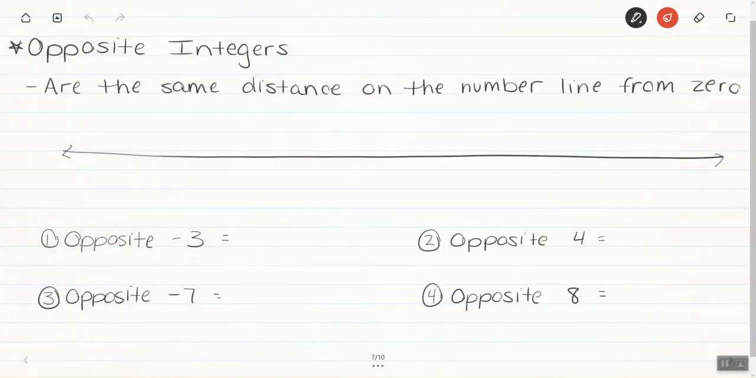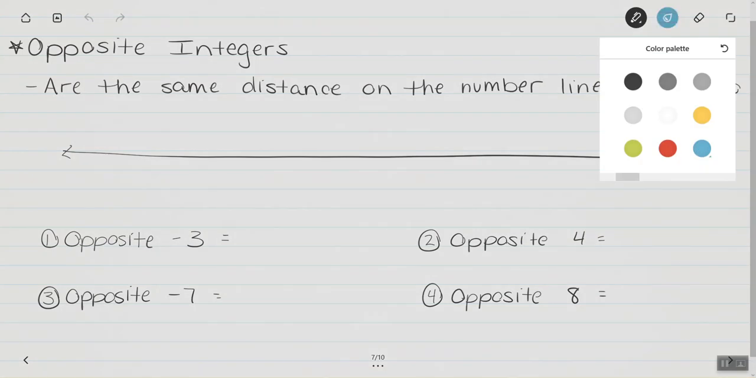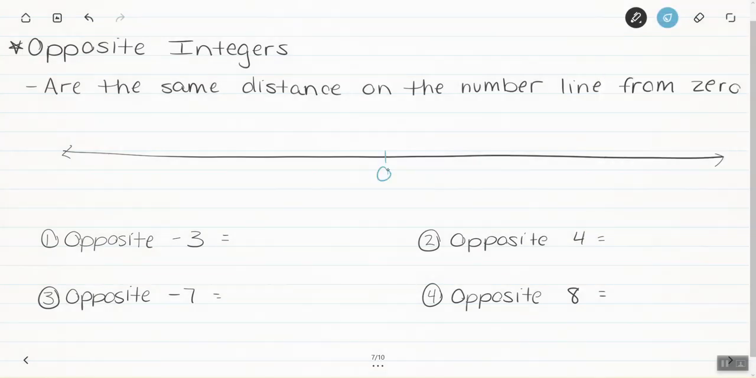Now talking about those opposite integers, go ahead and take a pause if you need to write this in before I move on. So opposite integers are the same distance on the number line from 0. So let's fill in our number line real quick. So remember, we're going to put 0 in the middle. And anytime we're working with integers, it's a really good idea to make yourself a quick number line.